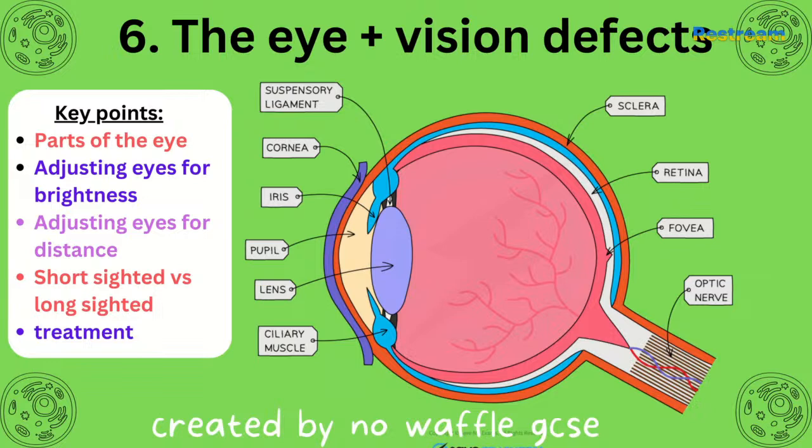Now, to look at distant objects, the ciliary muscles relax and the suspensory ligaments contract, meaning that you are less focused on it because your lens is thinner and refracts less.